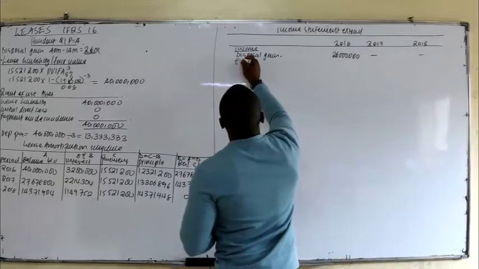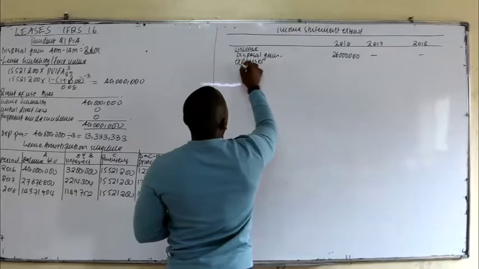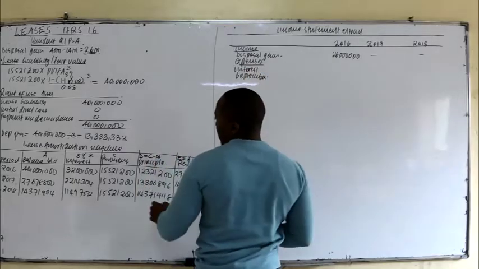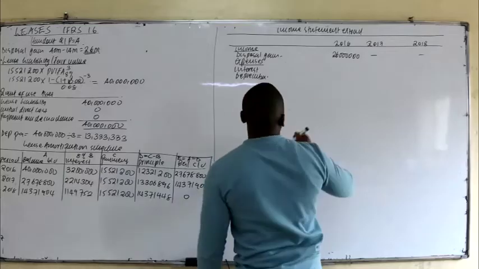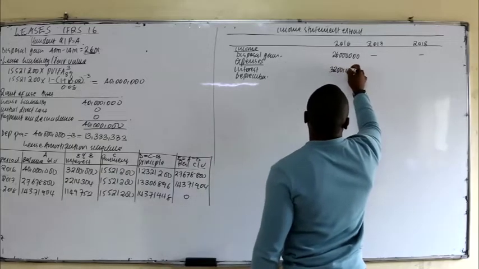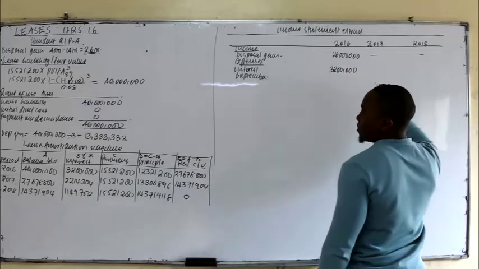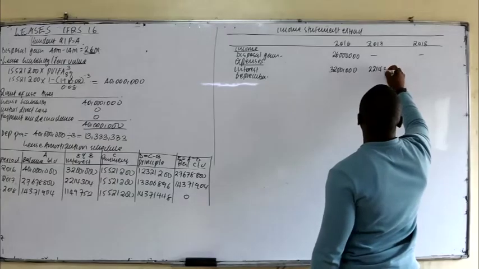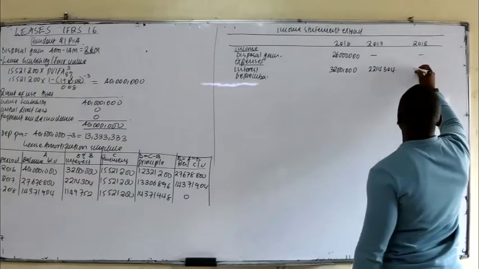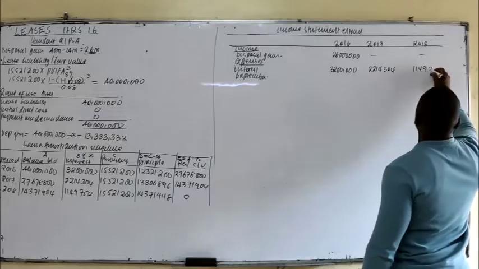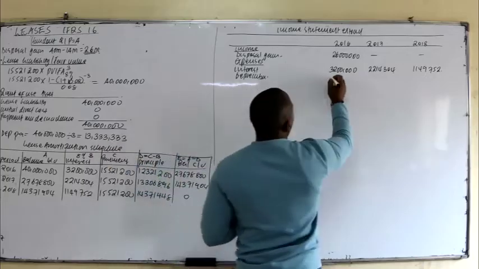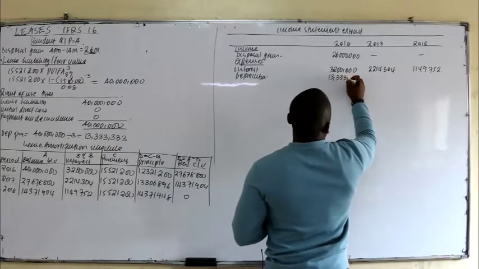Then we have the expenses. Now for the expenses, we have two expenses here. One is the interest, the other one is depreciation. These are the interest expense: 2016, it's an amount of 3.2. 2017, we have an amount of 2214,304. And then 2018, we have an amount of 1149,752. Then you also depreciate the assets, and depreciation per annum was 13 million, 3 recurring.